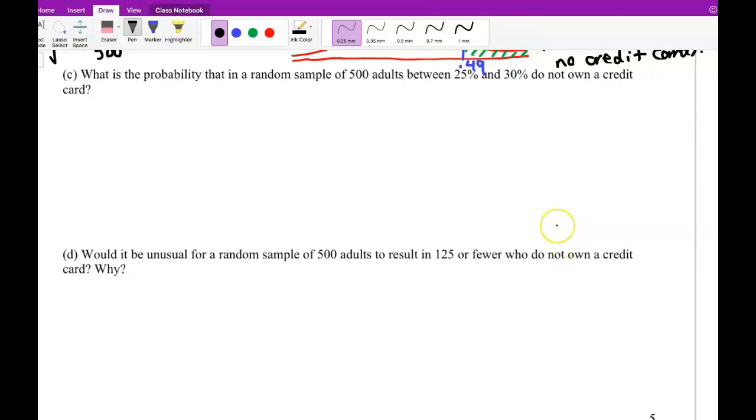Now part C, what is the probability that in a sample of 500, between 25% and 30% do not own a credit card. Now in this part we have between, I don't have right or left. So finding the probability when the sample proportion p hat is between 25% and 30%, again, convert to z-score.